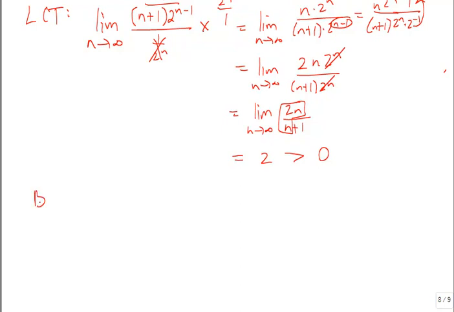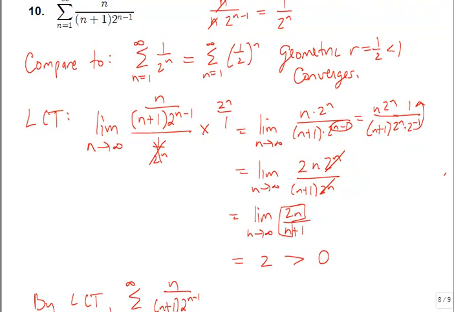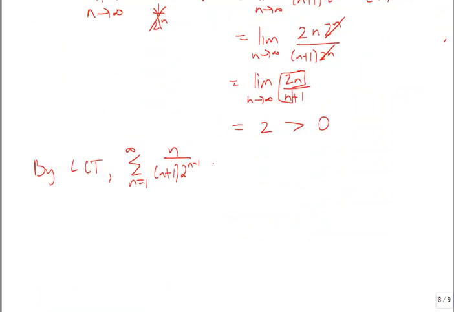So by the limit comparison test, this series that we were looking at, n over n plus 1 times 2 to the n minus 1, is going to act the same way that our 1 over 2 to the n acted, and that was geometric, which converged. So that means this series converges as well.